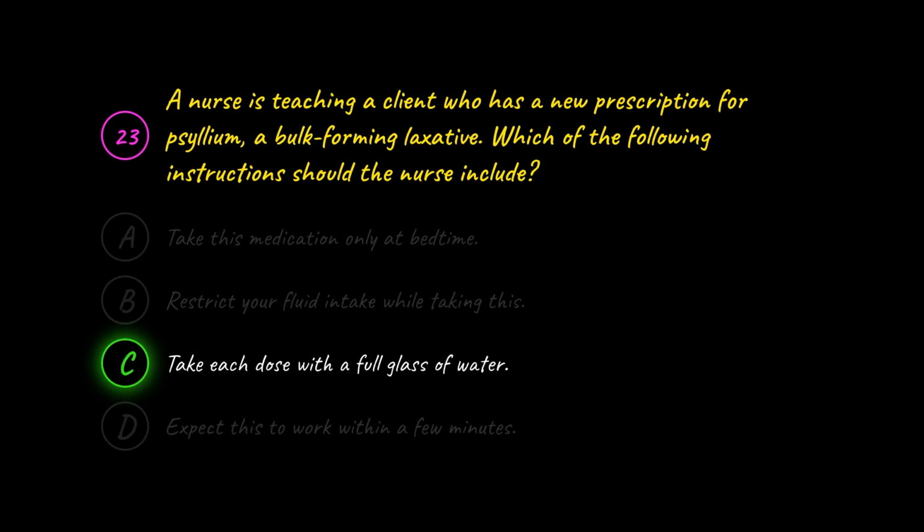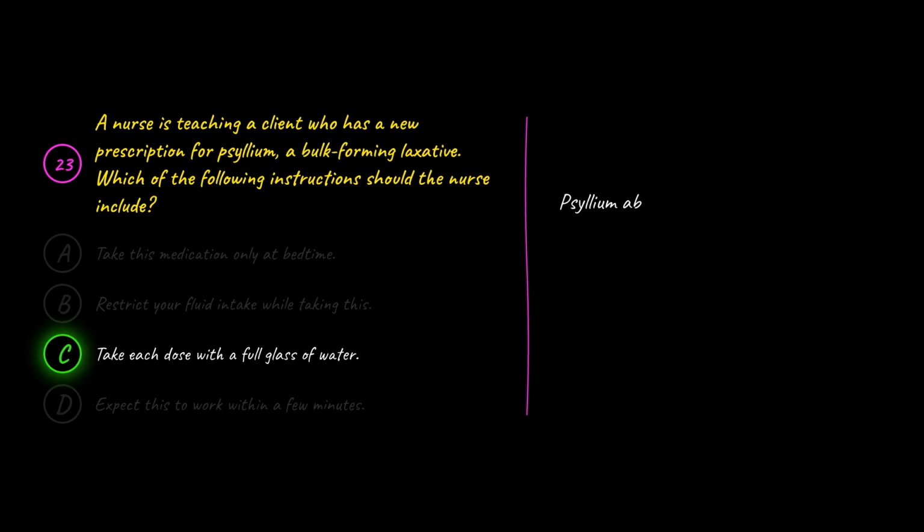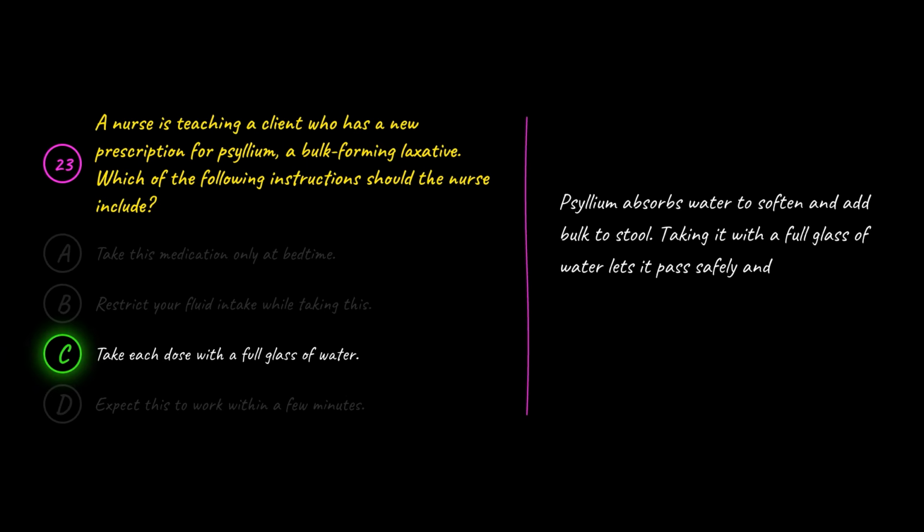The correct answer is C. Take each dose with a full glass of water. C is correct because psyllium absorbs water to soften and add bulk to stool. Taking it with a full glass of water lets it pass safely and prevents it from swelling and blocking the esophagus or intestine, which is the main safety concern.